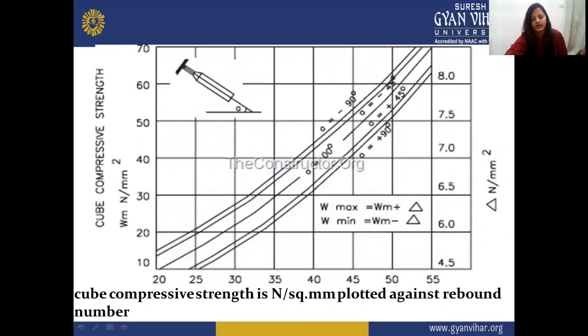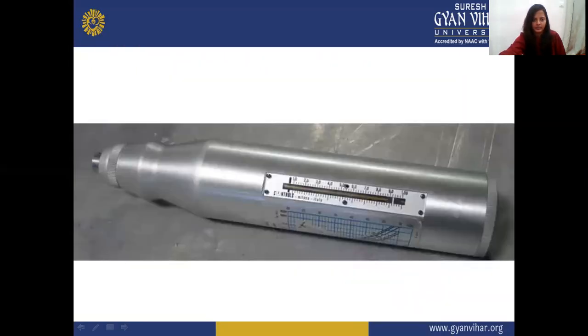So with cube compression strength in Newton per square millimeter plotted against rebound number, we usually get this graph where the cube compressive strength with respect to the rebound hammer number can be plotted in this sort. So this is the whole device. This is a very small, handy device. It can be carried around to any field size. So it is quite convenient.